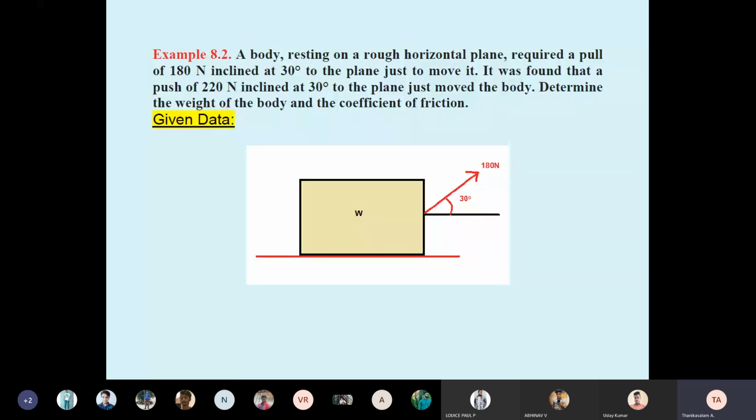Uday Kumar, read the question. Yes, sir. A body resting on a rough horizontal plane required a pull of 180 Newton inclined at 30 degree to the plane just to move it. Wait. It was found. Wait.